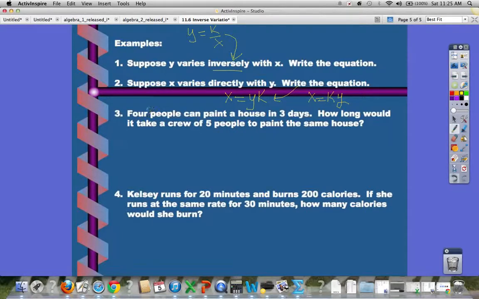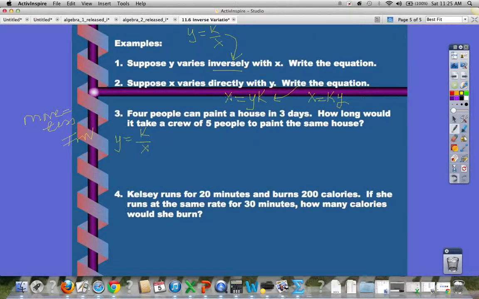All right, now let's talk about these and see if we can solve this one. 4 people can paint a house in 3 days. How long would it take a crew of 5 to paint the same house? Now, think about it. If you have 4 people painting a house in 3 days, do you think it's going to take more time or less time if you have more people? It should take less time. So this would be a more equals less, which means it's an inverse variation. So that means you would write y is equal to k over x.